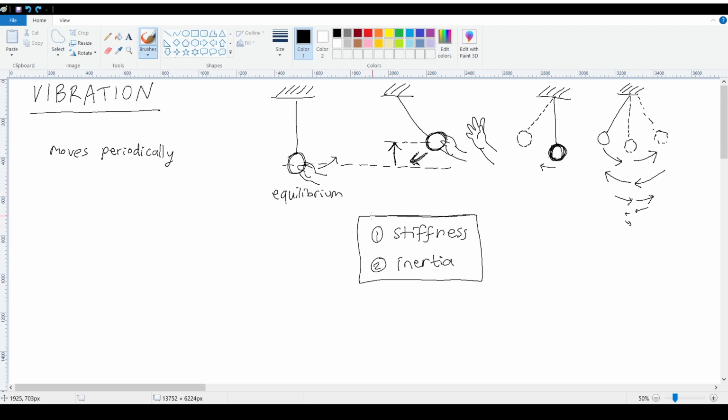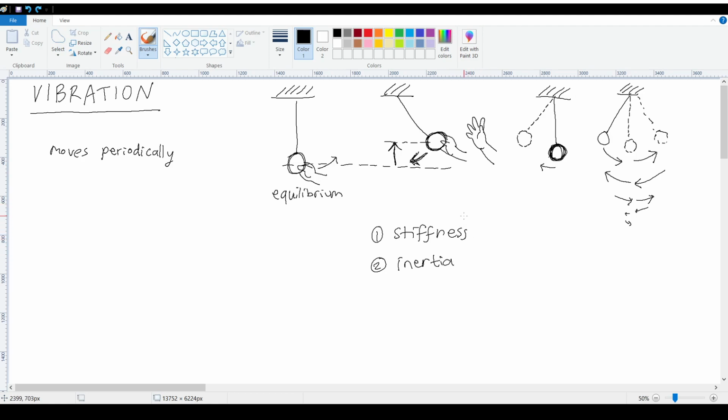Every oscillator needs these two characters, because if we only have stiffness, let's say, this object will only get back to that initial position when we give it a displacement, but then it will stop. There's no vibration, right? Then, if an object has only inertia, that object will always stop or always move. It wouldn't vibrate.